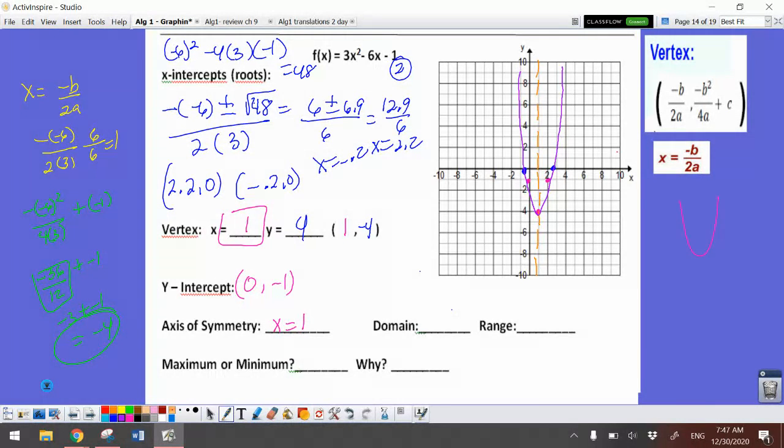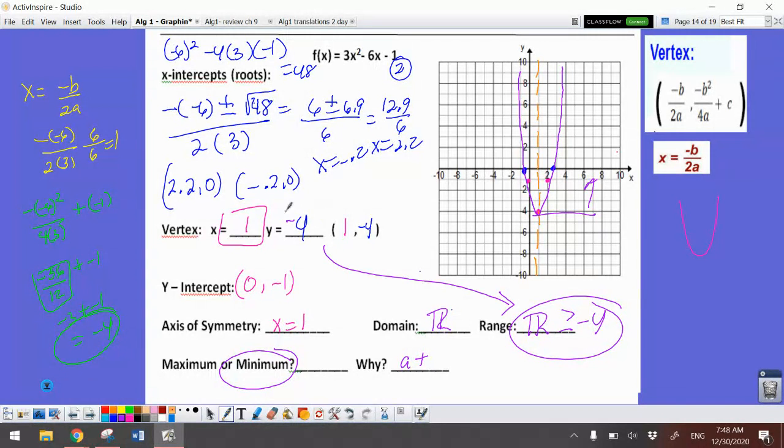And I can finish up my domain and range. So domain is real numbers. We know that one. This is a bottom, so it's a minimum because A is positive. Now the range is going to be real numbers greater than or equal to because it's going up. And where did I turn around at? I turned around at -4. Remember, these two values have to match. The y value and the range value have to match.